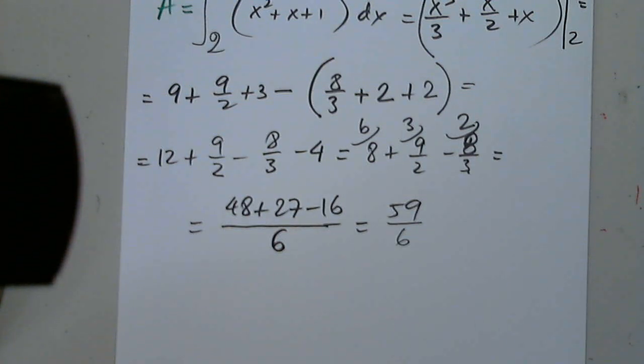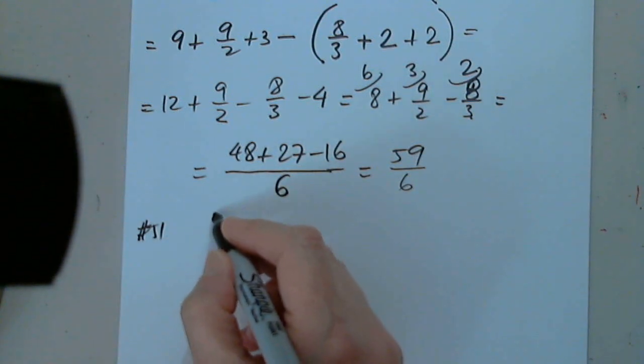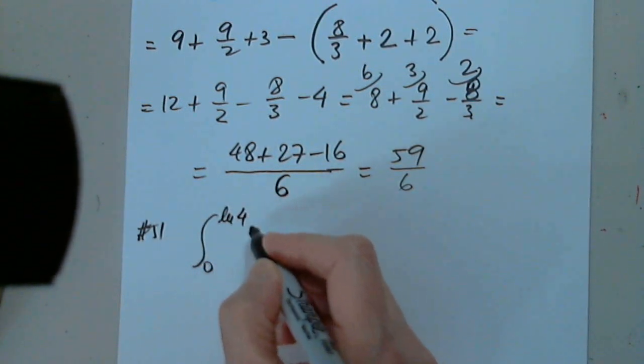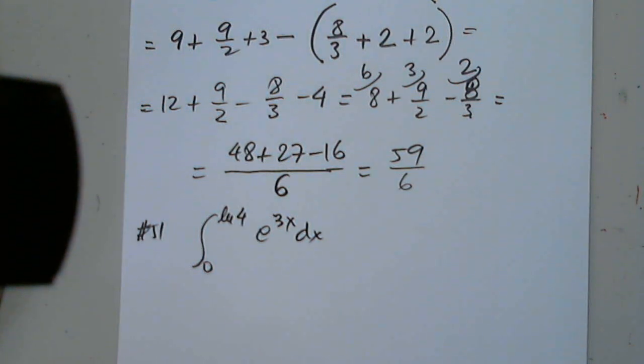From 39 through 58. Could you do 51? Yes, 51. Where is it? Yes, perfect. Okay, in 51, we have the integral from 0 to natural log 4 of e to the 3x dx. Perfect. Excellent. Thank you.